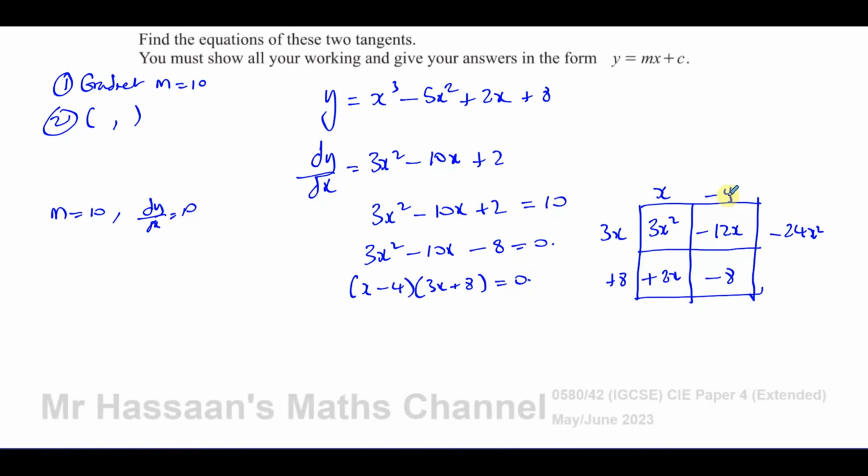X minus 4, that's wrong. What have we done wrong here? That should be 12, and that's a 2.